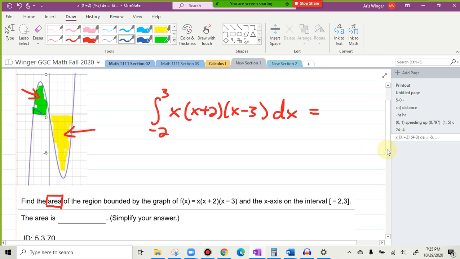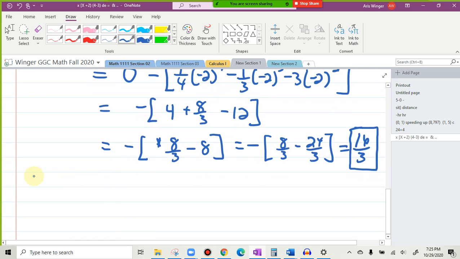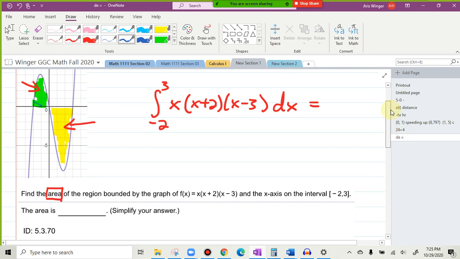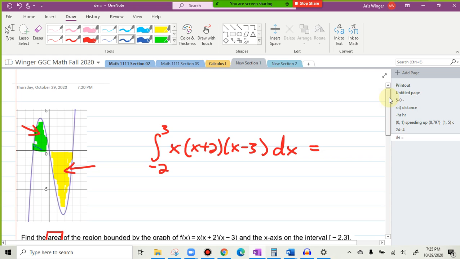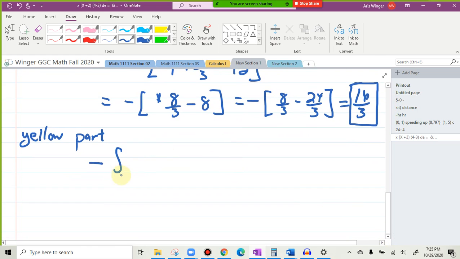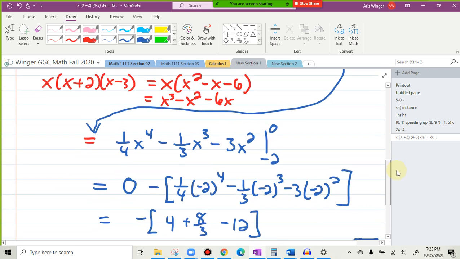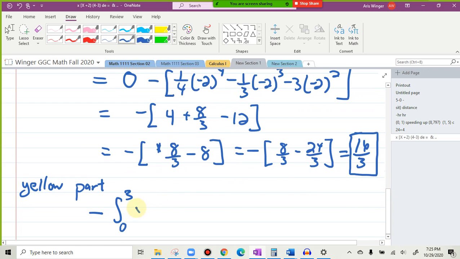That is the area of the green part. We need the area of the yellow part, so we just need to put a minus sign somewhere. So the area of the yellow part, we just need to put a minus sign in front of the integral. It's the integral from, in this case, 0 to 3 of the same function, x cubed minus x squared minus 6x.